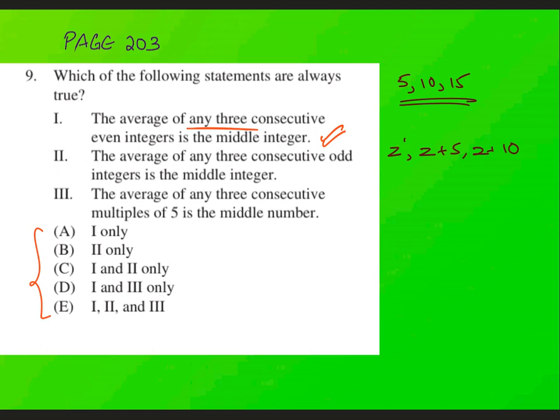This also is an AP. It's a common difference of 5. And again, if you want to use the sum, that's (3z plus 15) upon 3, which is z plus 5, the middle one. Or you can just use the concept of AP and you still get the same answer. So basically, statement 1, statement 2, statement 3 are all correct. Hence the answer is E.